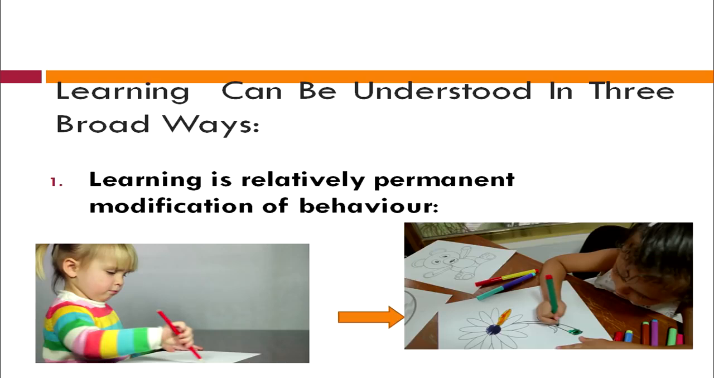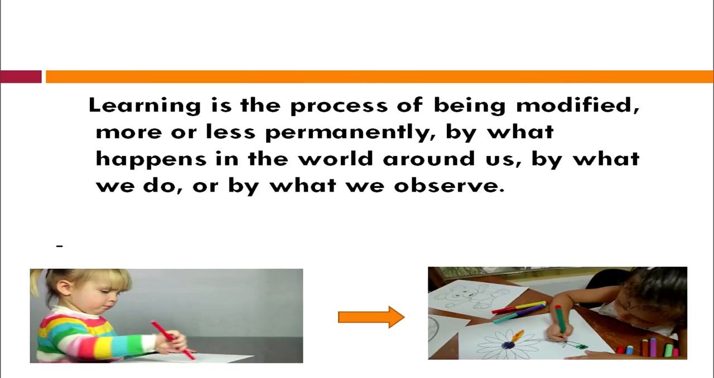Learning can be understood in three broad ways. Basically, the first one is learning as a relatively permanent modification of behavior. Learning is the process of being modified more or less permanently by what happens in the world around us, by what we do or by what we observe. Whatever is in our behavior, that is the learning.